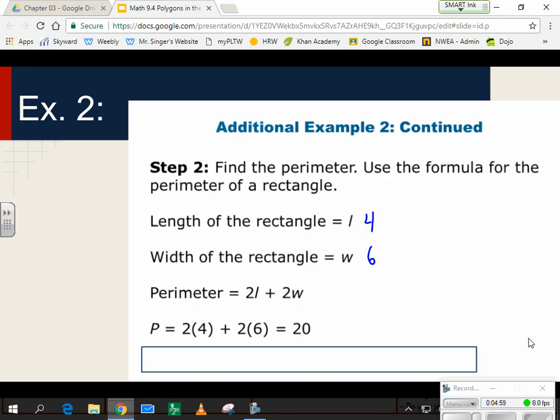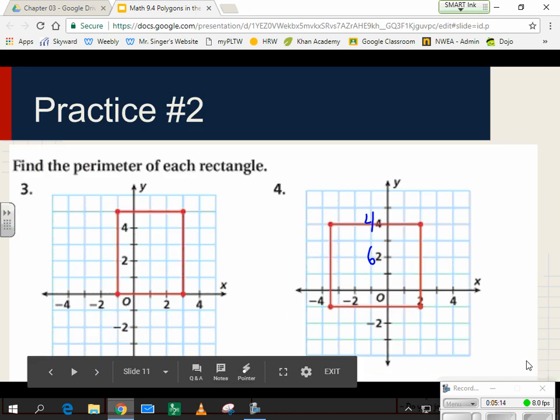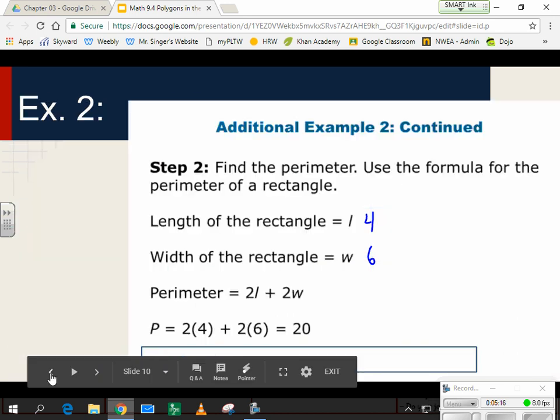So what are we going to do? We're going to plug and chug. Plug in 4 for L, so it's now 2 times 4, plus 6 for W, 2 times 6. Order of operations, 2 times 4 and 2 times 6 separately. And when you add those together, you get 20. So P for this one would equal 20.